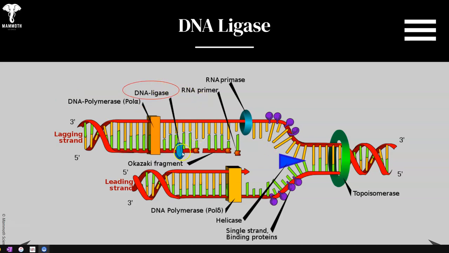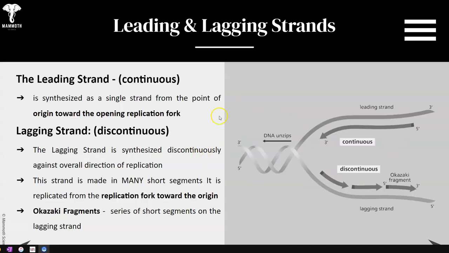There's DNA ligase. It comes in, it removes the RNA primer, and then DNA polymerase is able to fill that gap, making it a continuous strand of newly synthesized DNA. Here's the difference between leading and lagging, a little compare and contrast.